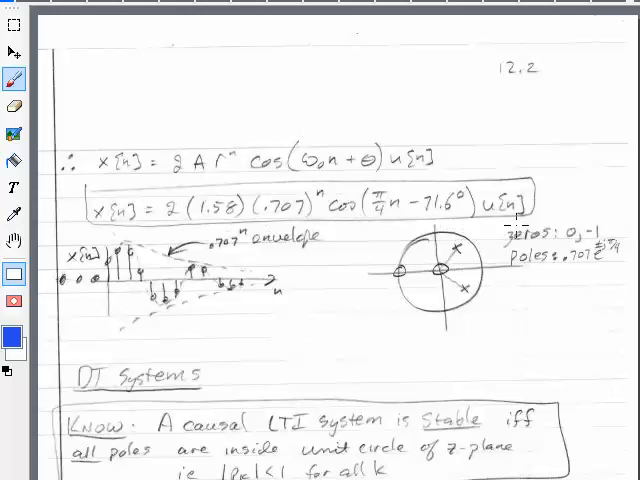into this formula for x of n, and we have a very nice result. It's completely real, which it should be, and it's a decaying exponential. We can kind of see it's a decaying exponential here. I've sort of graphed it out. 0.707 to the n is multiplying this whole thing, so it provides kind of an envelope that the rest of this thing gets multiplied by. So there's 0.707 to the n.